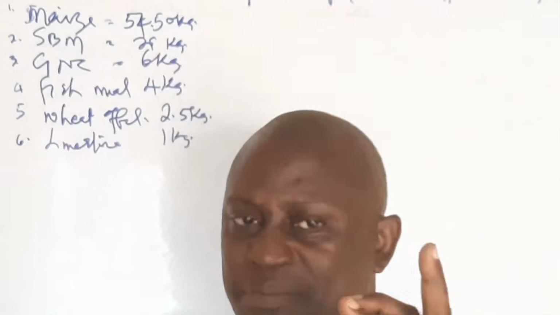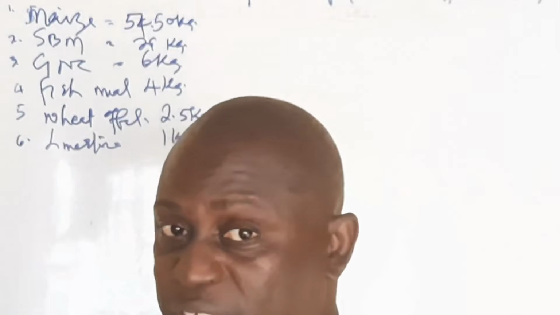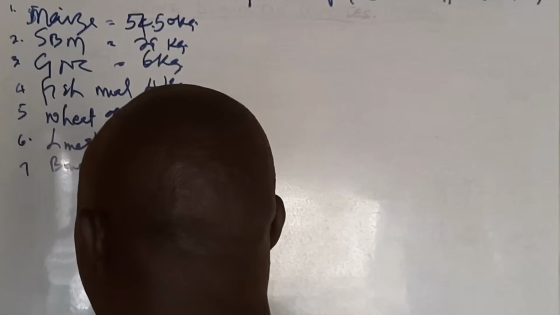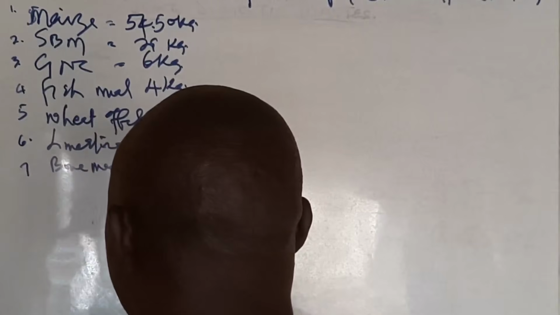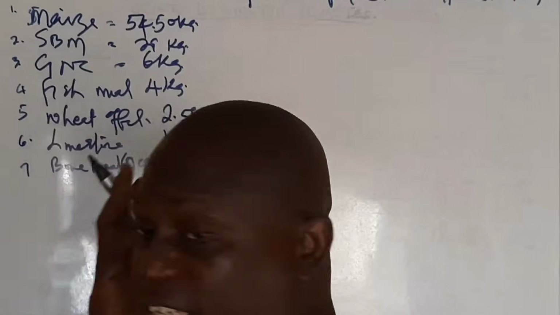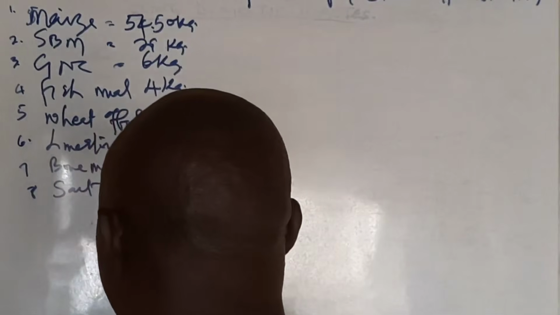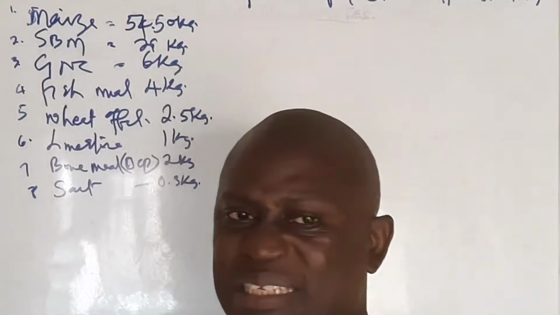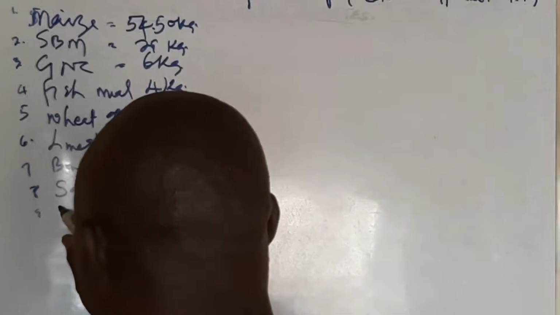The next one is mineral. That is bone meal or dicalcium phosphate, anyone you call it. Number 7, bone meal, or DCP, dicalcium phosphate, 2 kg. Another thing is salt. Number 8. Salt is 0.3 kg. The next one is DL methionine. Number 9. DL methionine is 0.2 kg.